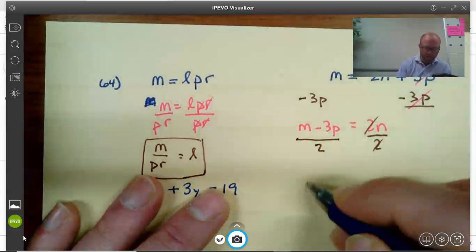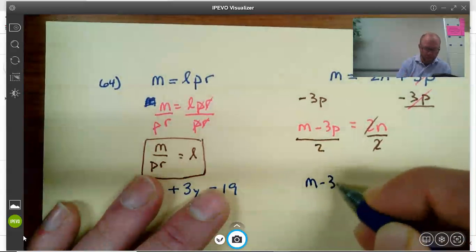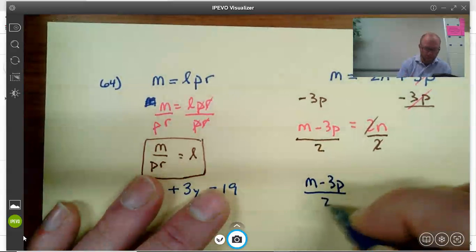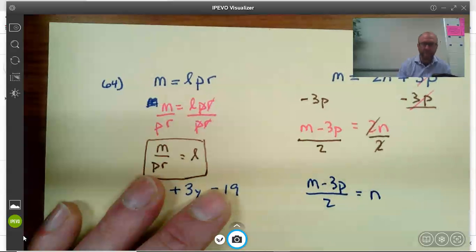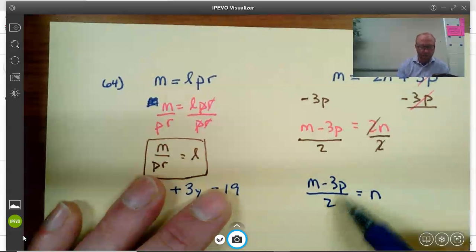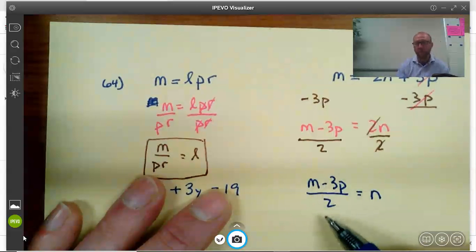And so I'll just simply rewrite this down here. So M minus 3P over 2 equals N. And I could say, for example, if there were some simplification that could go on over here.